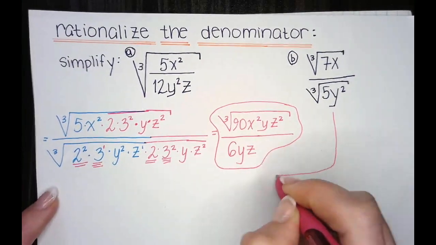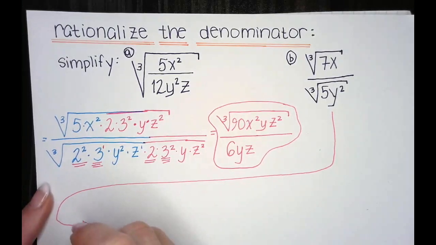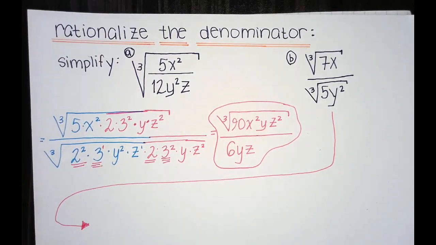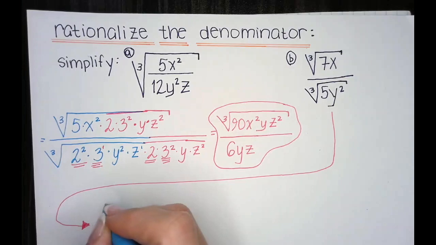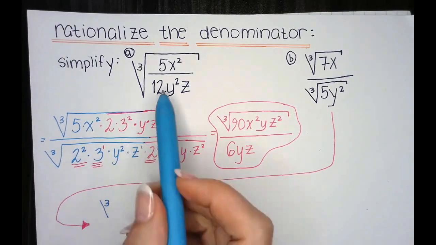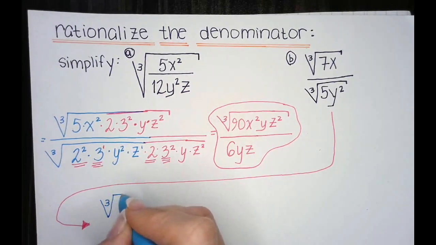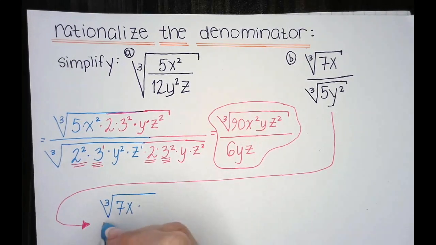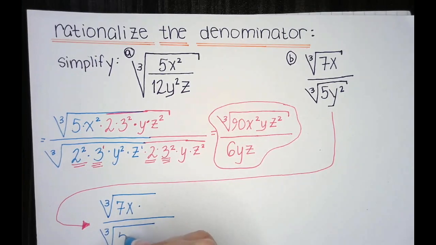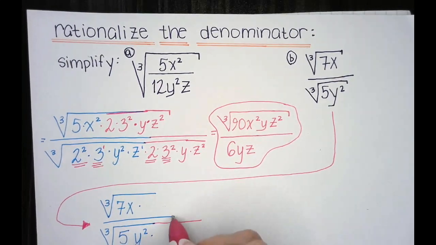Here I have another example, so I'm just going to kind of scoot over here and put it down there since I kind of took up some of the space. Alright, I have 7x on top, I have 5y squared on bottom, sort of broken down the way I had fixed this one already. So I'm just going to rewrite it so I have the room. So I have 7 and I have x, and I'm going to have to throw some more stuff up there. And I also have the cube root of the 5y squared. Okay, what do I need to make this one?